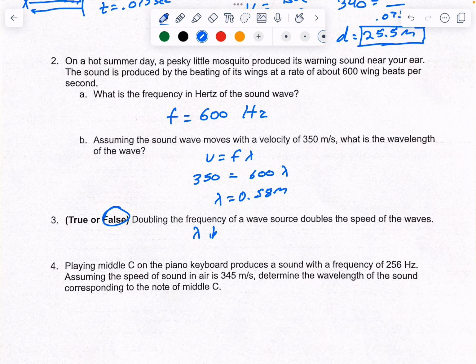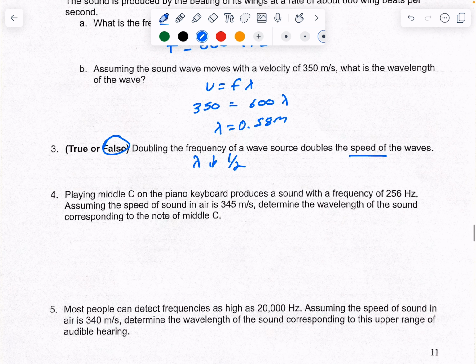Okay, it would go down by a half. But the only thing that affects the speed of a wave is changing the medium. You'd have to go from a liquid to a gas to a solid. Frequency and wavelength have nothing to do with speed at all, so just be careful of that. The only way you can change speed or velocity is by changing the medium.